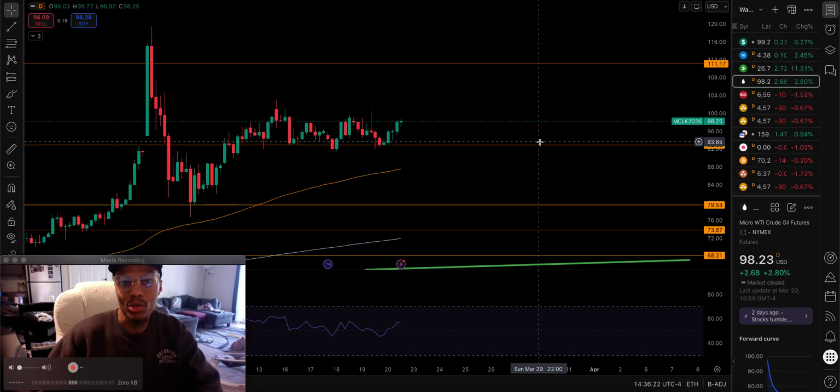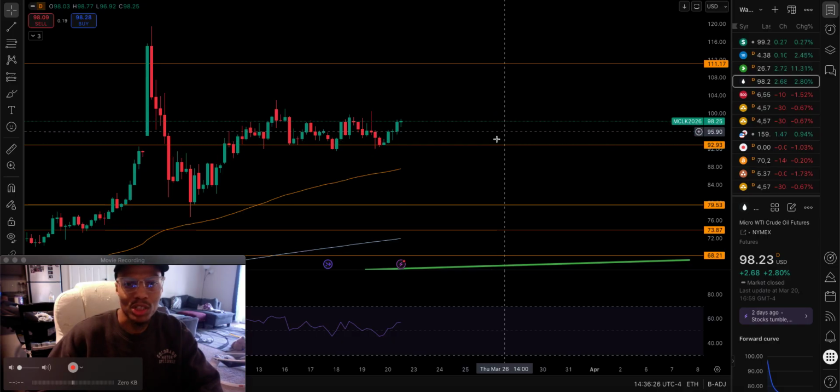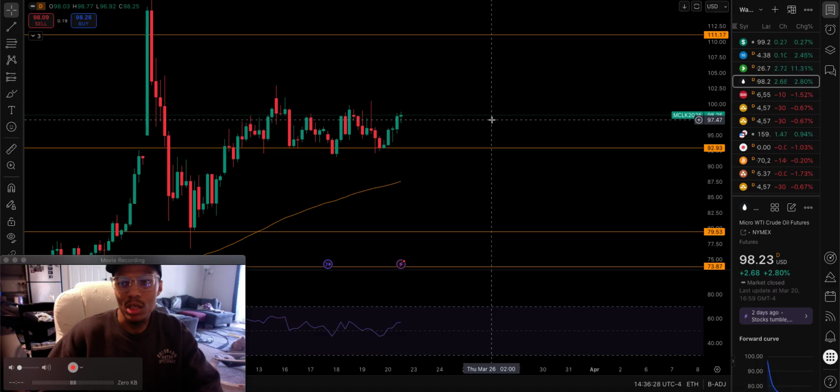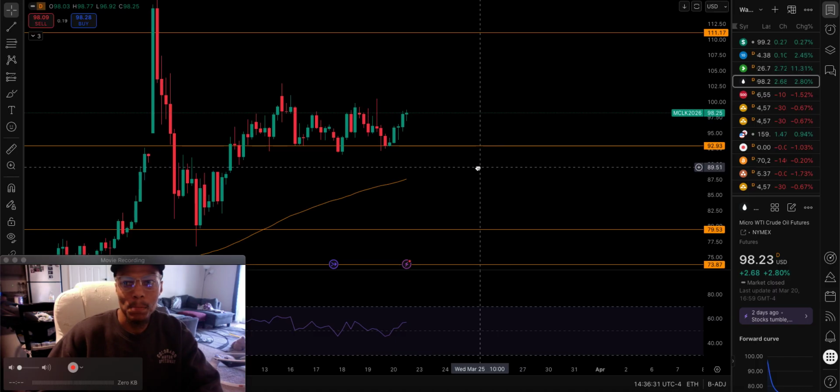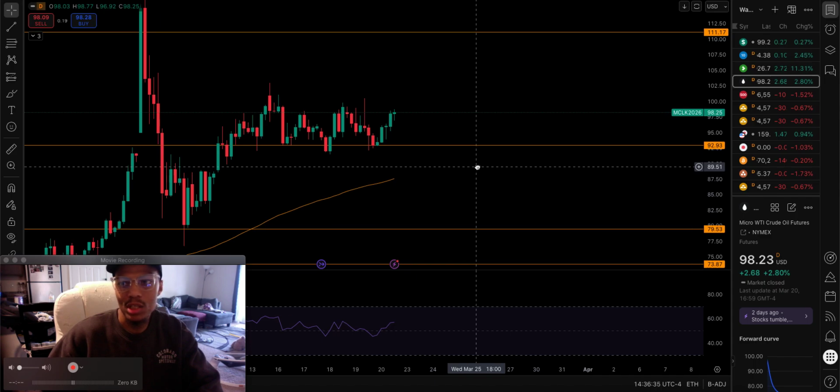And then we have oil, so we have oil pushing up, right? Oil right now is at 98, especially with this tension that's going on. You can see oil could potentially continue rising, especially as tension keeps going up.